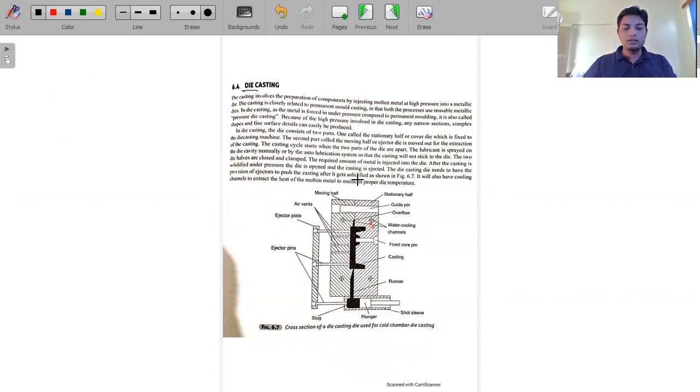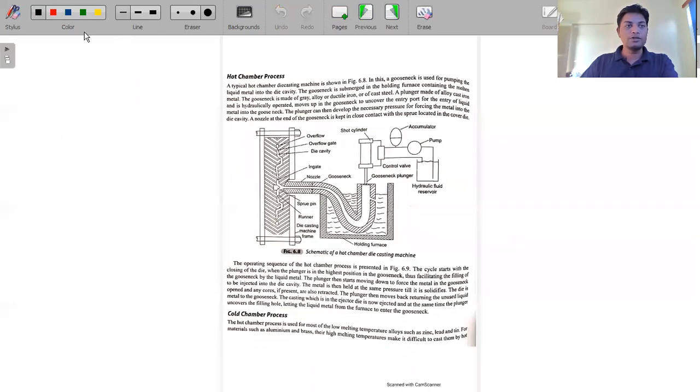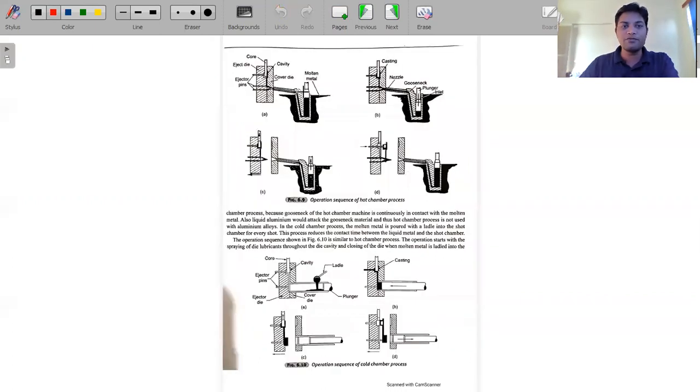So there are two types of casting in die casting: hot chamber and cold chamber. The cold chamber is what we have discussed. If you see this figure, this is the figure for the cold chamber, where we use this ladle over here and fill the material. This is basically the core, and here we have to produce this type of casting.